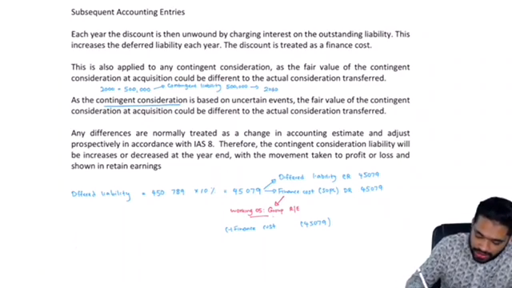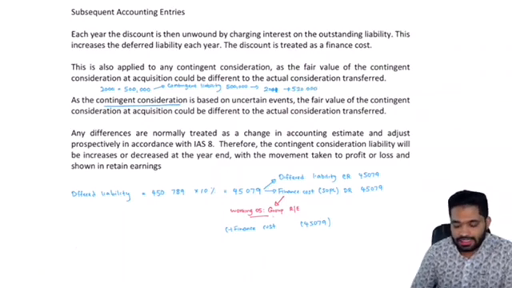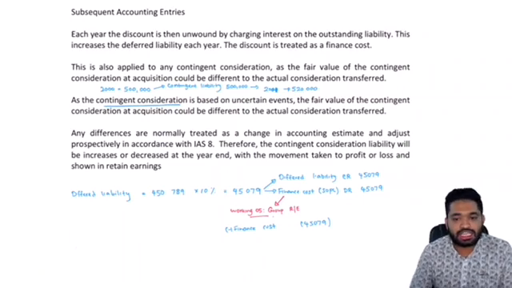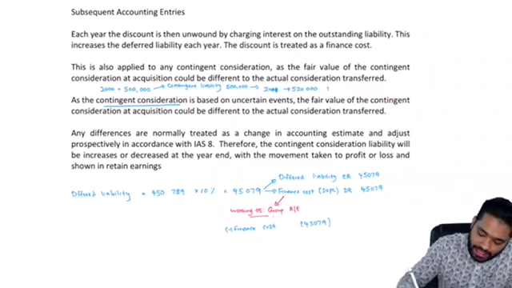Sorry, 2001. This goes to 2001. The value of this is going to be 520,000. So here you can see that the fair value of the contingent liability has increased by 20,000. So that increase of 20,000 will be taken to the contingent liability.